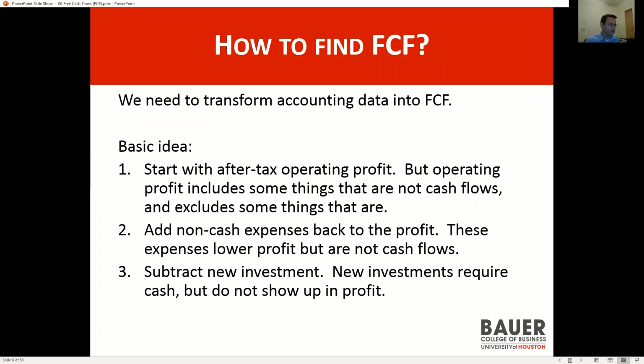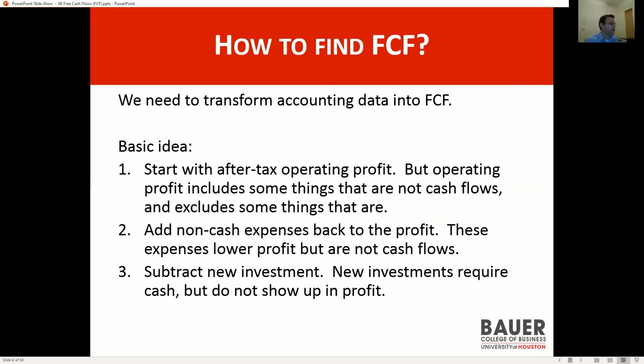So how are we going to get to the free cash flows? Well, we're going to follow 3 basic steps. These steps are going to transform the accounting data, the balance sheet data and the income statement data, into the cash flows from the operations. The first thing is we're going to start with our operating profit. And again, this makes intuitive sense. If you're getting more revenues than expenses, your cash probably should be going up, right? You're selling more stuff than you're expensing.